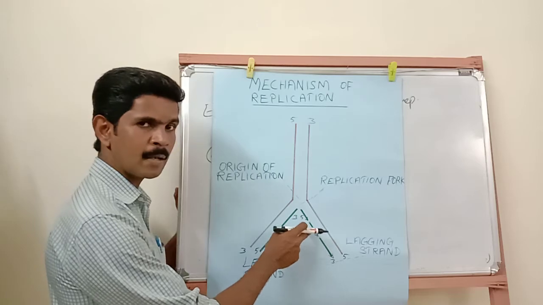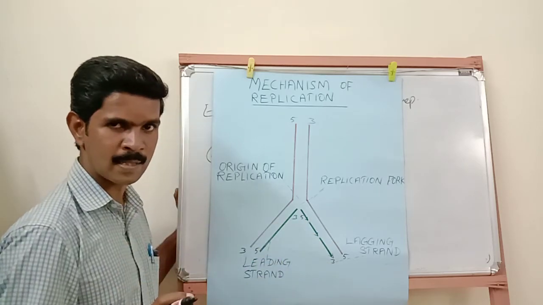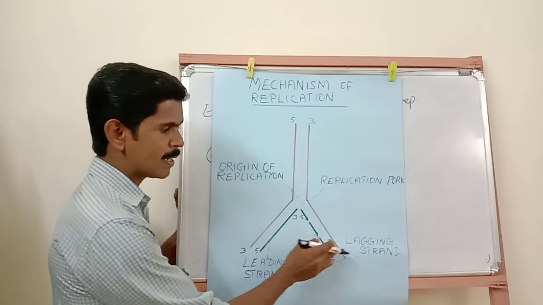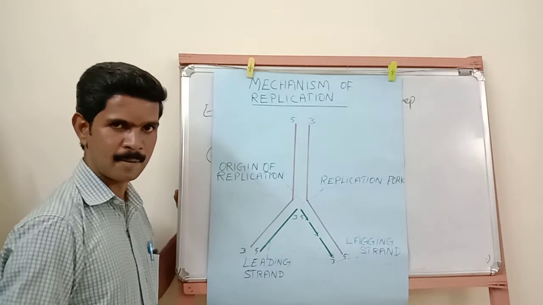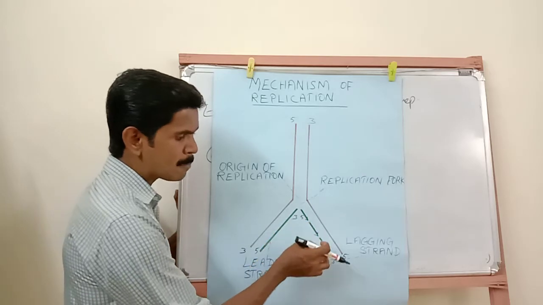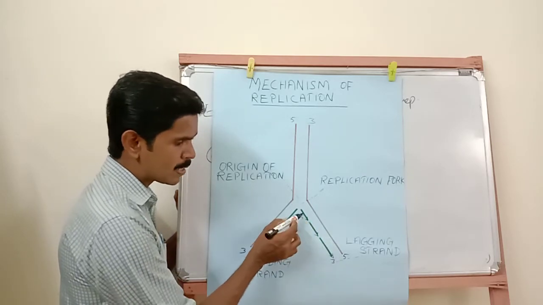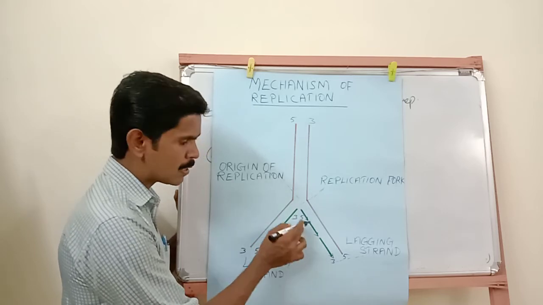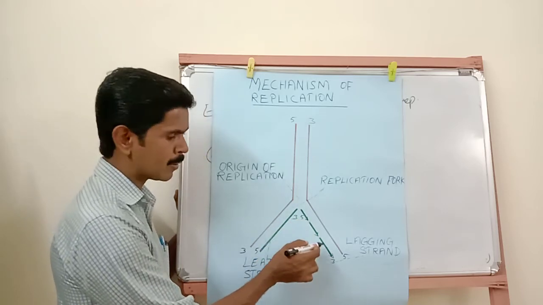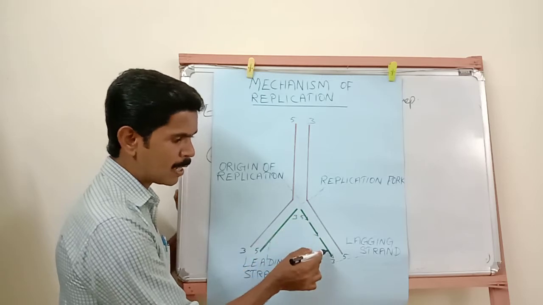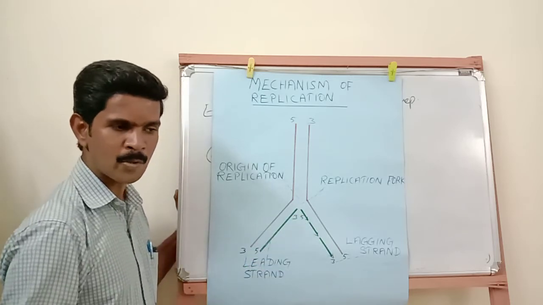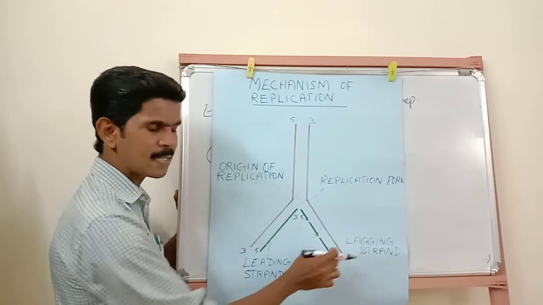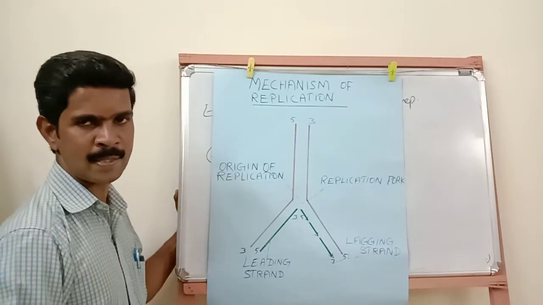In one strand, the replication process is discontinuous. That means some gaps are present in that strand. So this strand is called the lagging strand. Listen very carefully. See here, this is one fragment, this is one fragment. It is in a discontinuous condition. These fragments are called Okazaki fragments. The fragments present in a lagging strand are called Okazaki fragments.